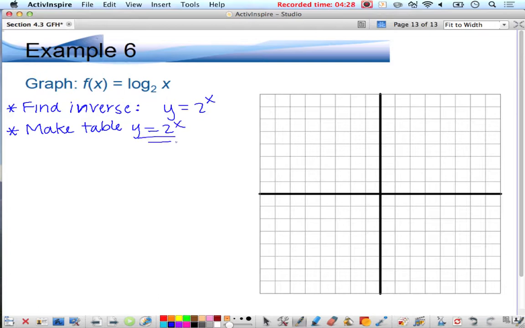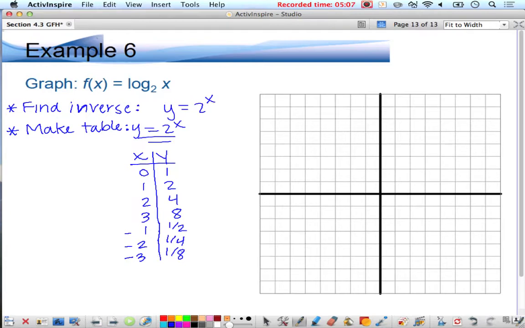We're going to make a table for y equals 2 to the x. That should go really quickly. You should kind of know these by now. What am I going to start with? 0, 1, 2, 3, and -1, -2, and -3. You should be able to do all of this without a calculator. What's 2 to the 0 power? 1. What's 2 to the 1 power? 2. What's 2 to the 2? 4. And 2 to the 3? 8. 1/2. So you make your table for the inverse. But that is not what you graph.